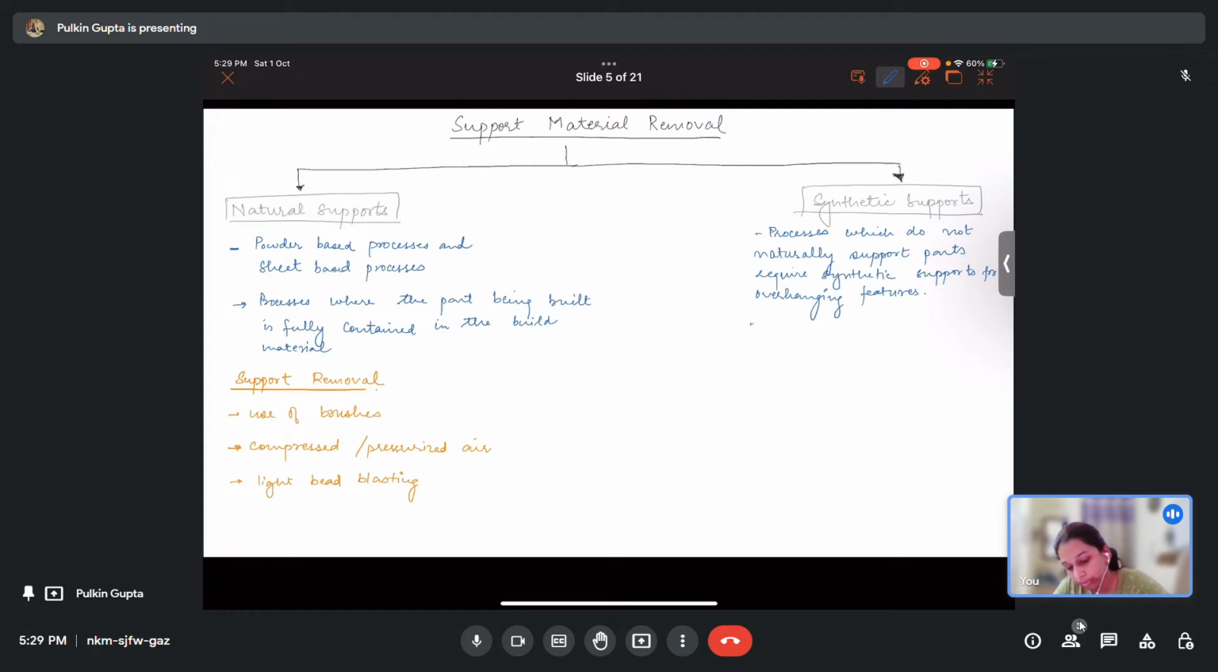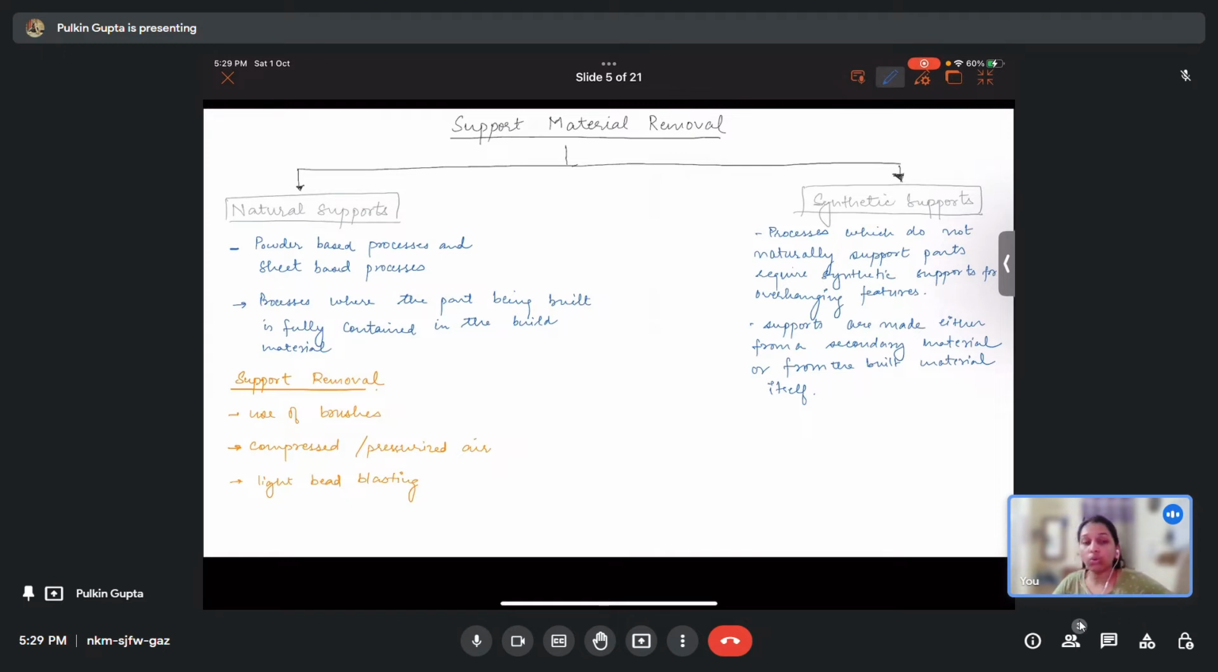So supports are made either from a secondary material or from the build material itself. Like in an FDM based process, suppose you are using PLA, that PLA filament in itself is used to form the supports. The bed cannot in itself support the overhangs.